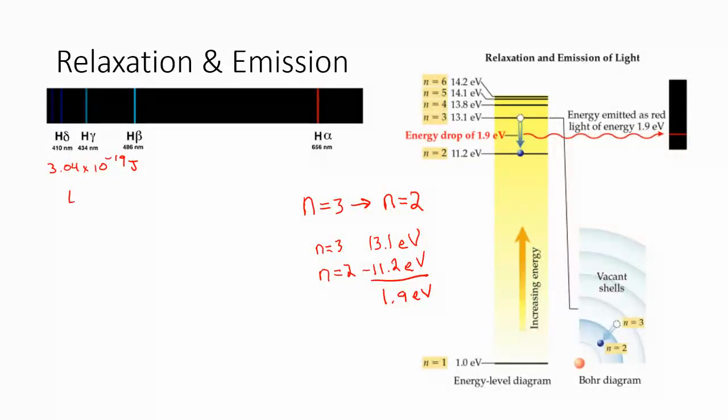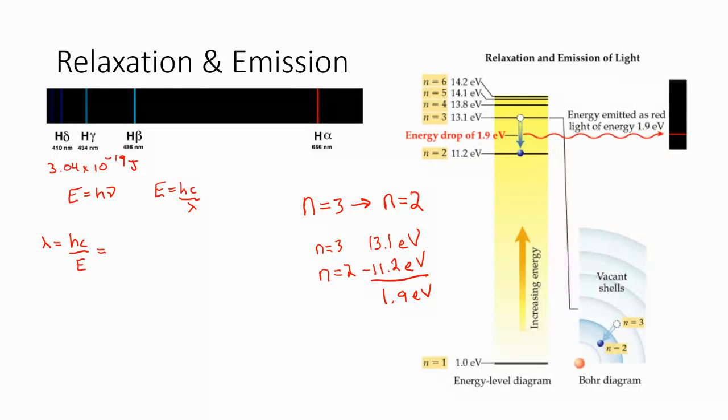We learned an equation the other day that E is equal to h times frequency. But we said an equivalent equation would be E equals hc over lambda. And this is the one I want to use because it can let me solve for wavelength. So if I rearrange this equation, I get wavelength equals hc over E.